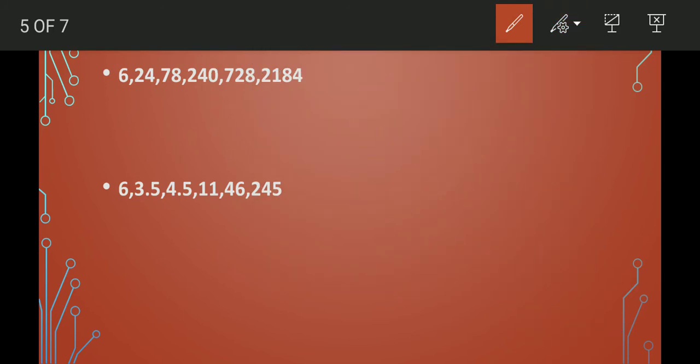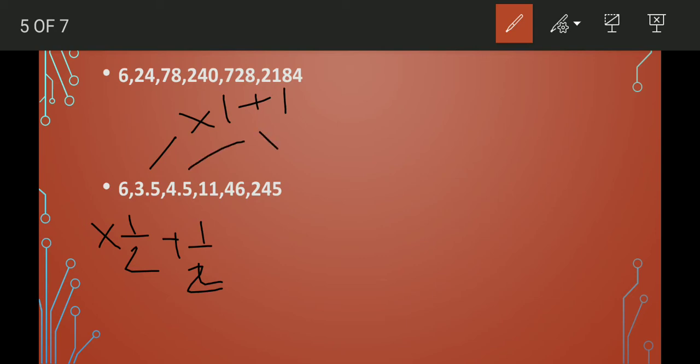Now next question. In this question, the first term is 6, the second term is 3.5. It's around half of 6. Next term is 4.5. So what can we do? We can simply multiply 6 with half and add half to it, then we will get 3.5. For 3.5, we can multiply it with 1 and add 1, so we will get 4.5.